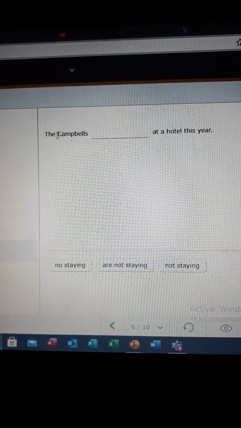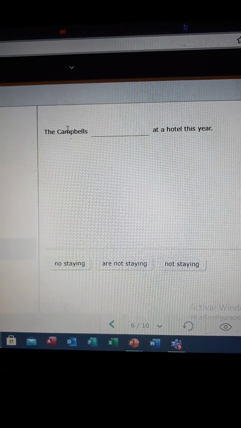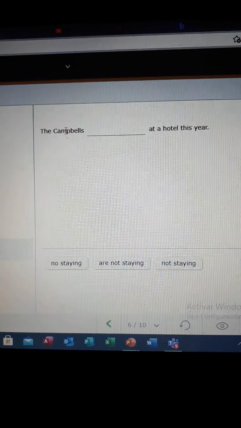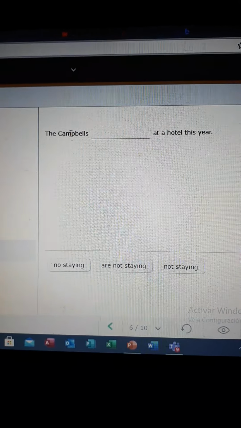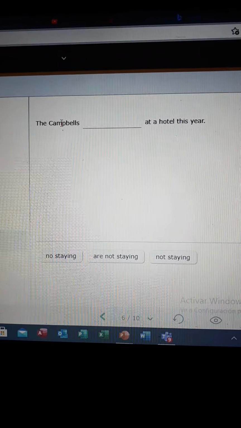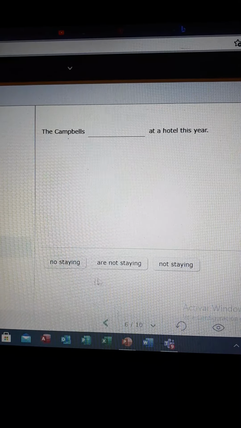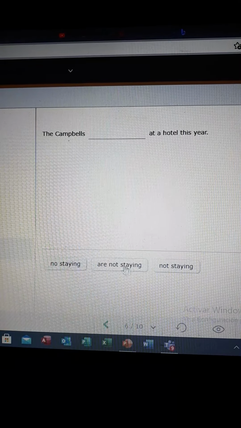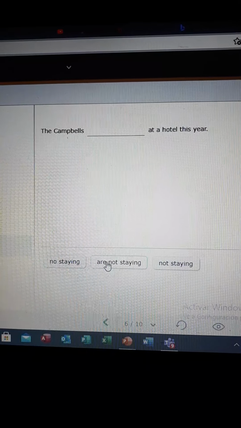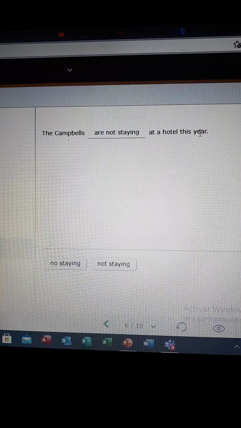Now, the next one, let's look for a plural one. The Campbells. We said that the Campbells is plural. It's the same as saying los Rodriguez, los Martinez, los Morales. So for the Campbells it is am or are. Well, are. And the only one that has an R is the one in the middle. Are not staying at a hotel this year.